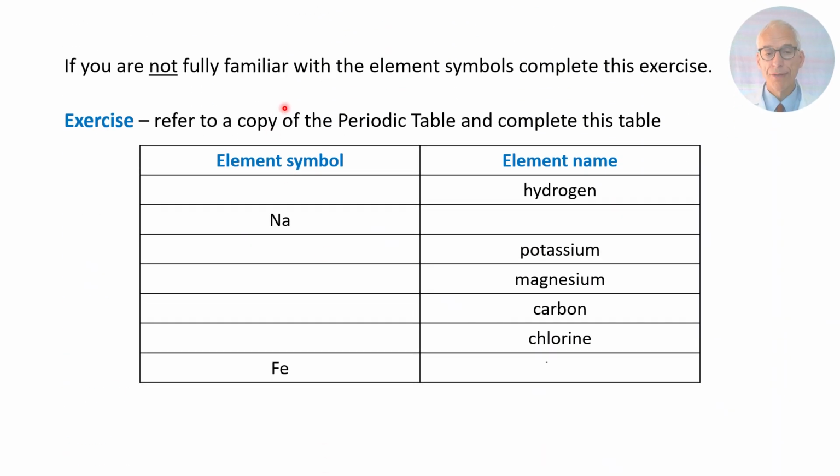If you are not fully familiar with element symbols, complete this exercise. If you are, you can skip ahead. Refer to a copy of the periodic table and complete this table. So stop the class, complete the table. Either the element symbol is missing or the element name. Restart when you are ready to check your answers.